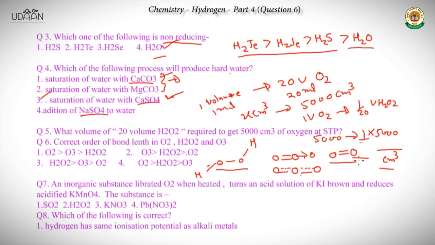Okay, so we know that a double bond has a higher bond order and less bond length. Okay, so the bond length of O2 will be least and the bond length of a single bond will be highest. Okay, and this is a partial double bond. So the order of bond length will be this. Yes. Okay, so the answer will be option 3.